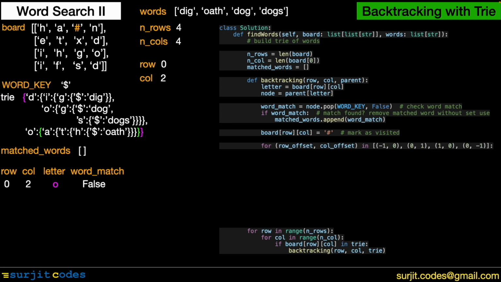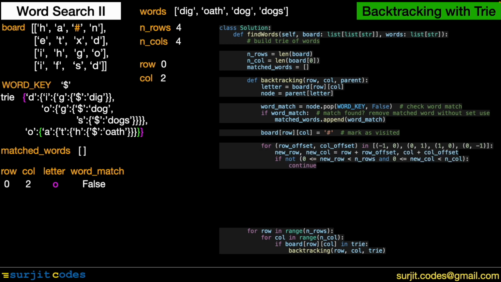Turn by turn, we will process its four neighbors. The offset of the first neighbor is -1, 0, for which the new row-column pair is out of bounds, so we continue with the next offset. Offset 0, 1 gives position 0, 3 where N is present, but N is not present in the node, so we move to the next offset. The next offset gives position 1, 2, which is within boundaries, but the letter X is not in the node.